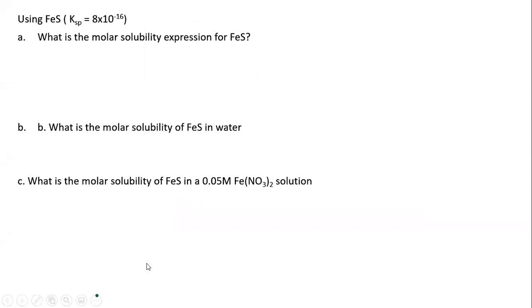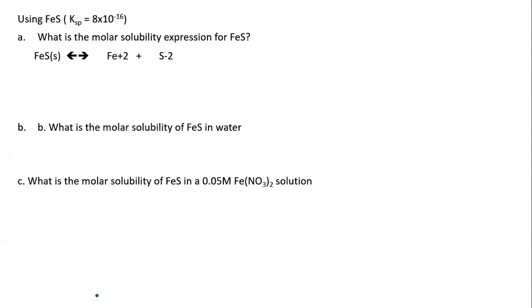Now the next one had 2 parts, and we're going to use iron 2 sulfide. It gives us the KSP of iron 2 sulfide. First, it asks to express the molar solubility expression for iron 2 sulfide. So again, we start off with the dissociation of iron 2 sulfide.